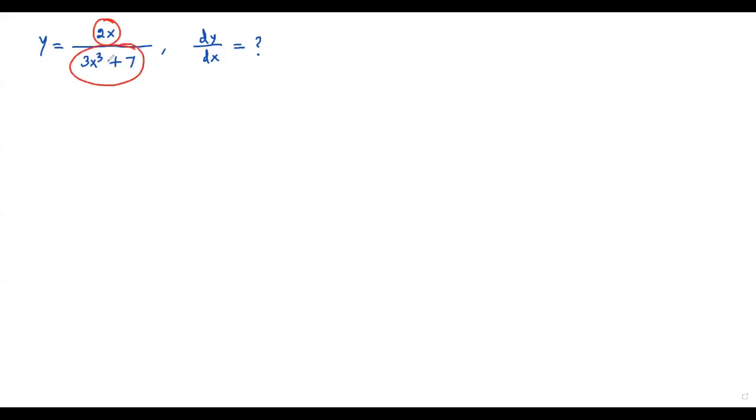Whenever I want to find derivative of a function which contains variable in both numerator and denominator, I have to use the quotient rule. What is the quotient rule? Consider the two variables u and v which are in a fraction. Both u and v are variables, and I want to find the derivative of this function u over v. So what should I do? I have to take the square of the denominator, that is v squared.